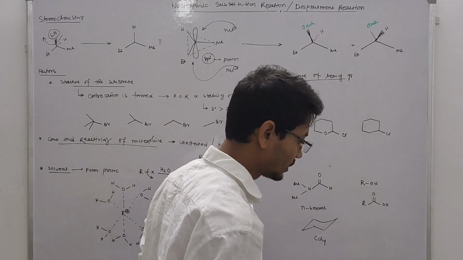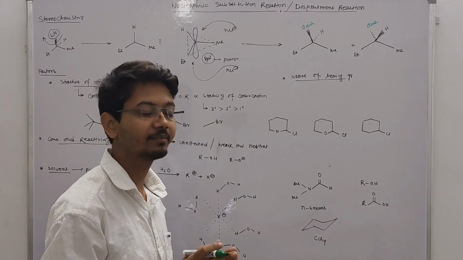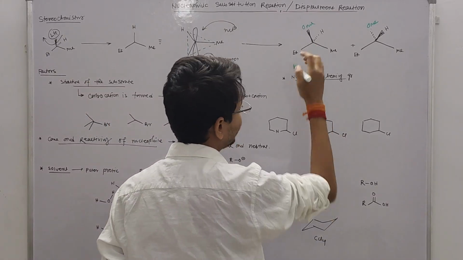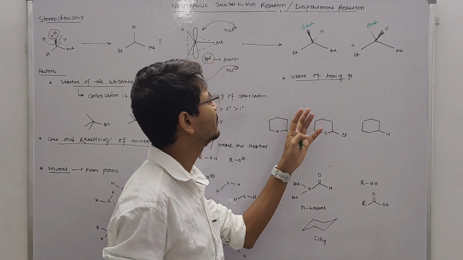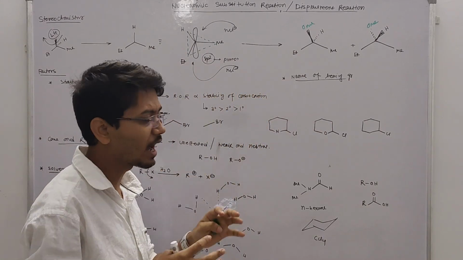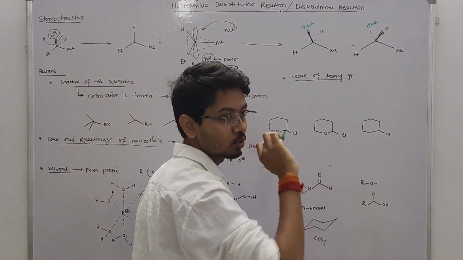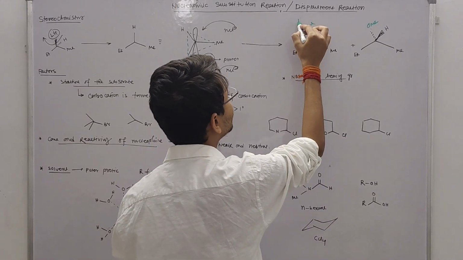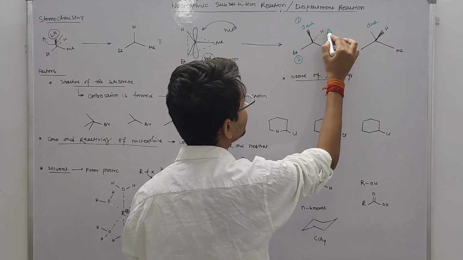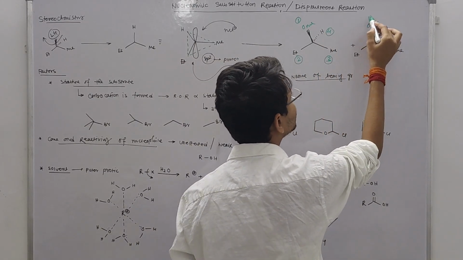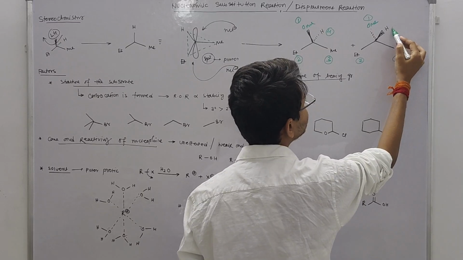Now, if you know how to find R and S, I think you people know that. If you don't know, it's okay. If the atomic number is high, then the priority is high. For example, this carbon is connected via oxygen, which has higher atomic number, so it goes 1. Ethyl goes 2, methyl goes 3, hydrogen goes 4. Similarly, in the other structure, oxygen goes 1, ethyl goes 2, this comes 3, and this comes 4.